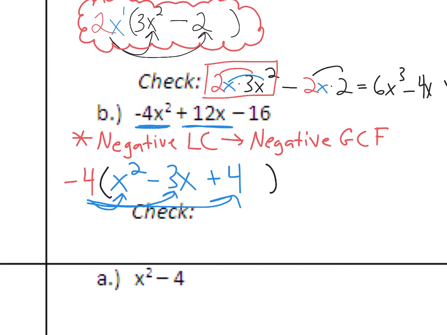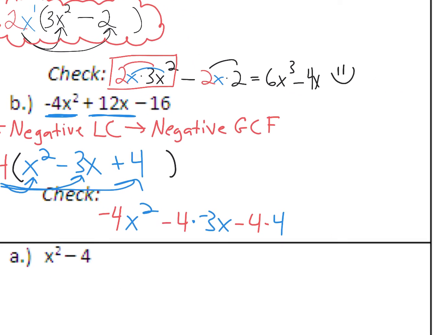Again, how do you check these things? You just distribute. So we would do negative 4 times x squared. That's negative 4x squared. That's my first term, so that works out. And then we would do negative 4 times our negative 3x. And then we would do our negative 4 times our positive 4.